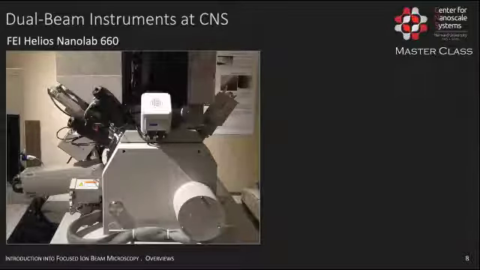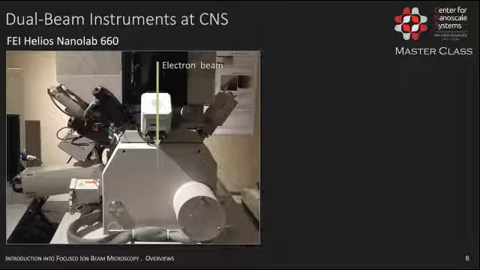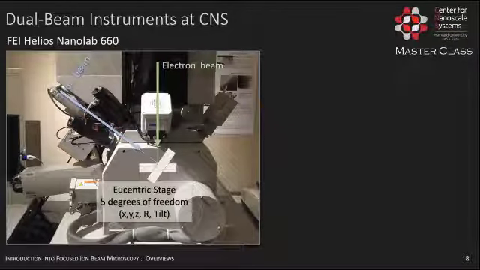So at CNS, we are in the fortunate situation to have two extremely powerful dual beam instruments. On the left side here, you can see the Helios Nanolab 660 from FEI. There are different geometries on the market, but most general purpose instruments are based on an SEM platform with the ion beam attached on the side. The instrument is packed with auxiliary components that make it an extremely versatile tool.